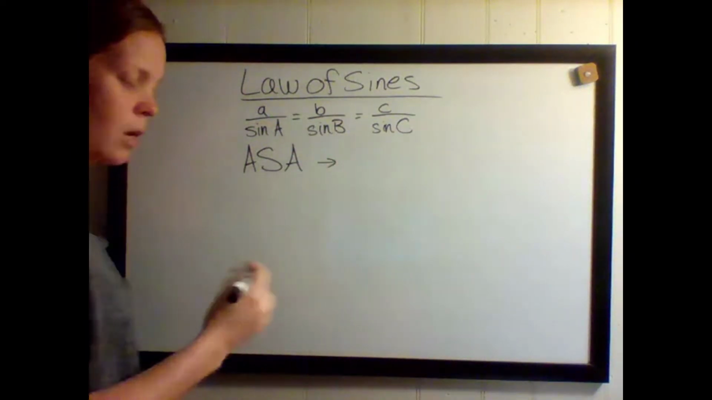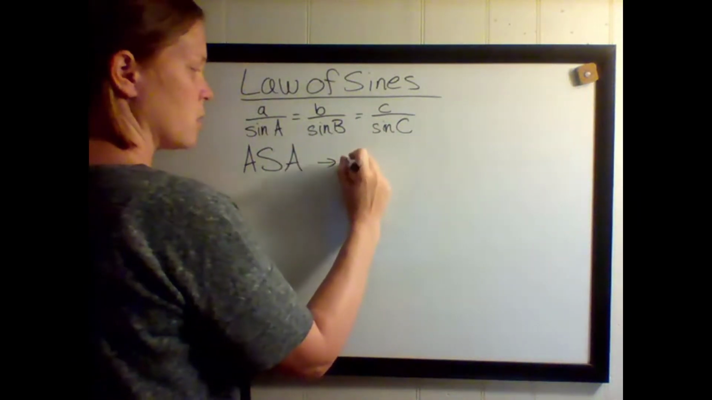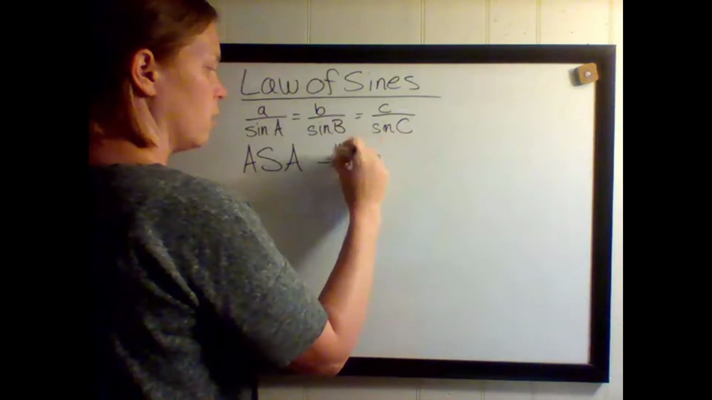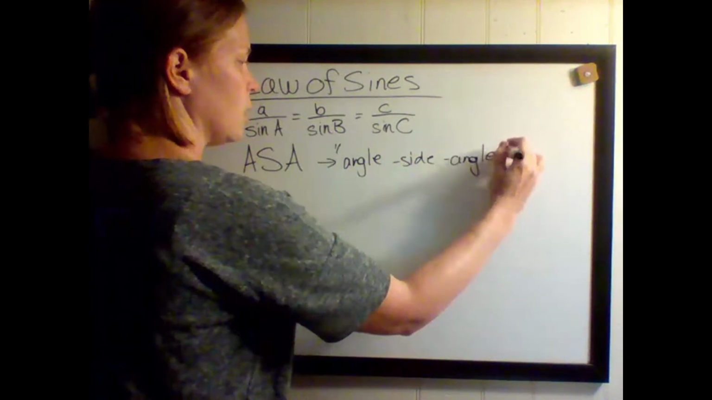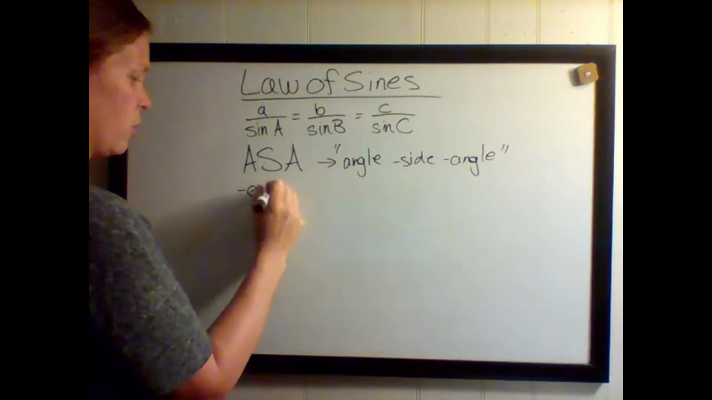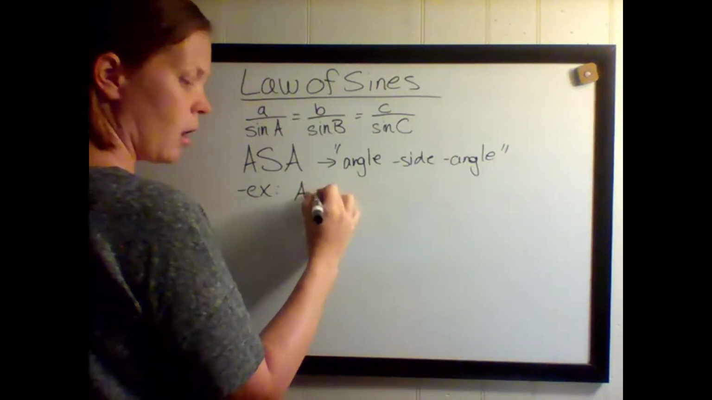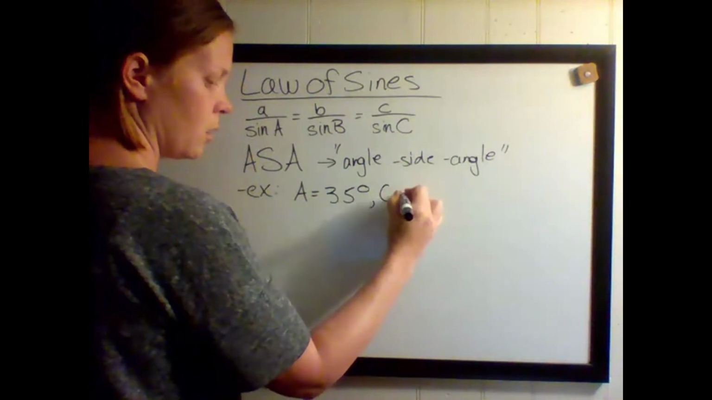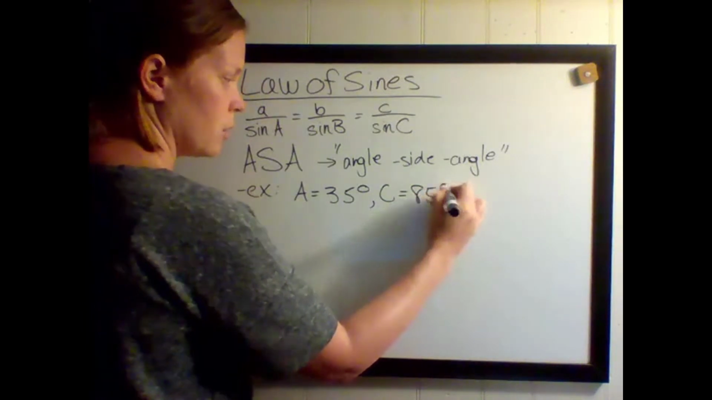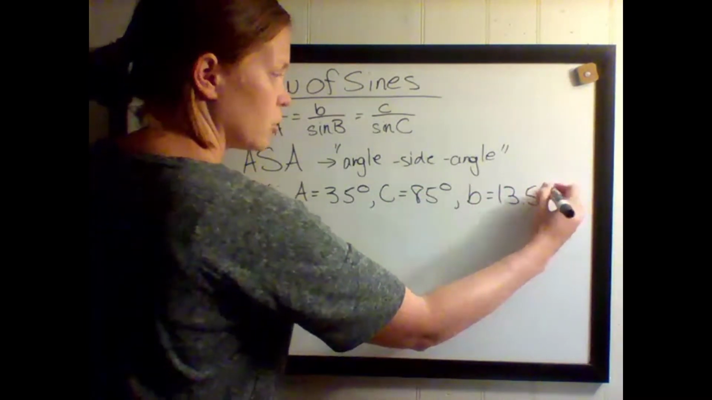So a lot of times with law of sine and law of cosine, we label them like this. This means angle, side, angle. Meaning, so for our example that we're going to do, let's say I'm given that angle A is 35 degrees, angle C is 85 degrees, and then side B is 13.5 inches.